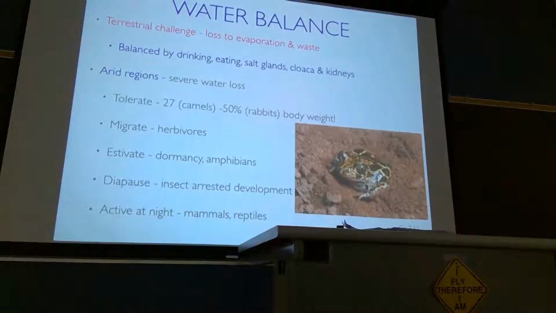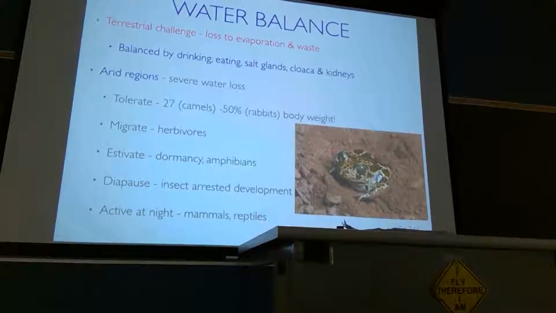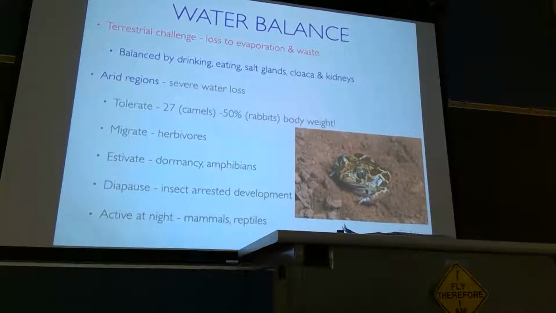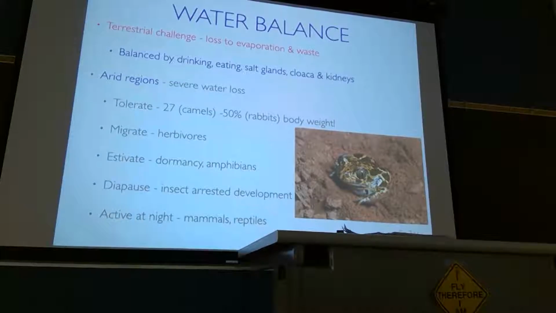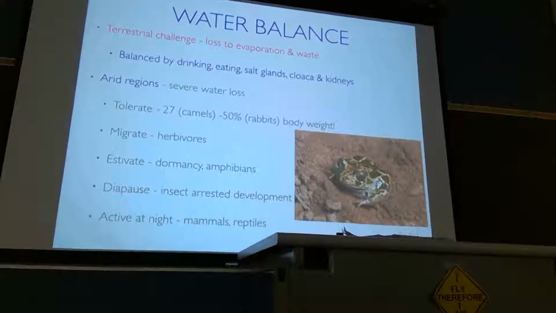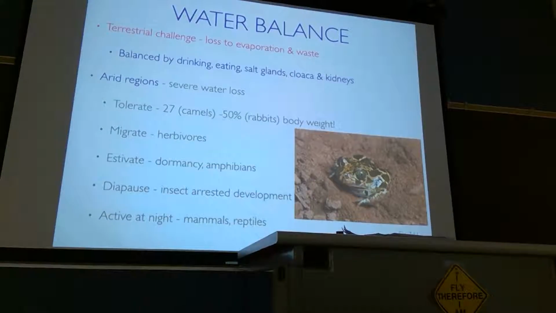Okay, so in terms of terrestrial organisms, water loss to evaporation and waste production is a real problem. And they balance that, of course, they drink water, but they eat stuff that has water in it that can add to the water in their diet. Lots of organisms will excrete salt through salt glands, very particularly if you're an osmoregulator in a saltwater environment. You have a salt gland that expels salt.